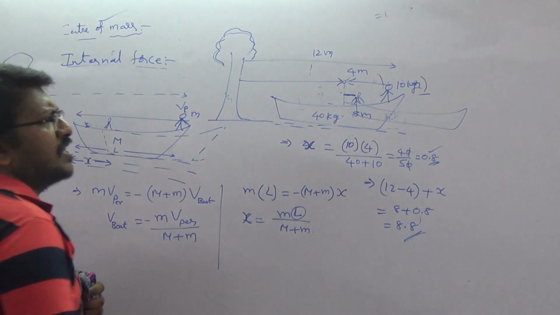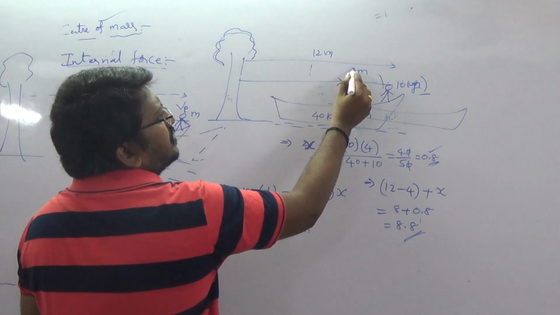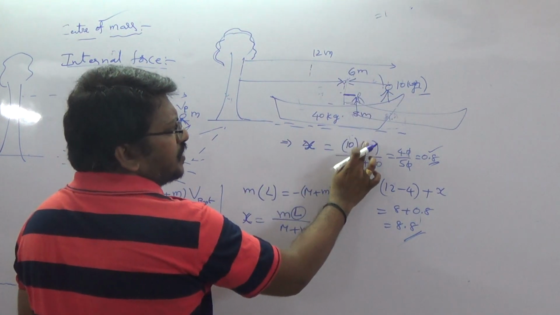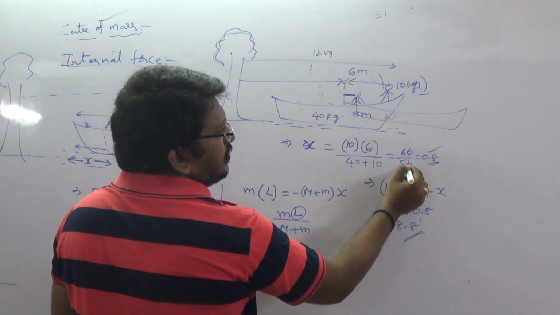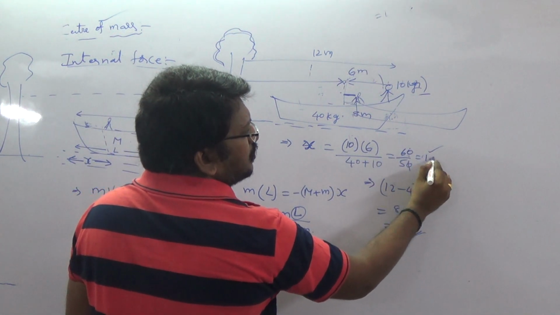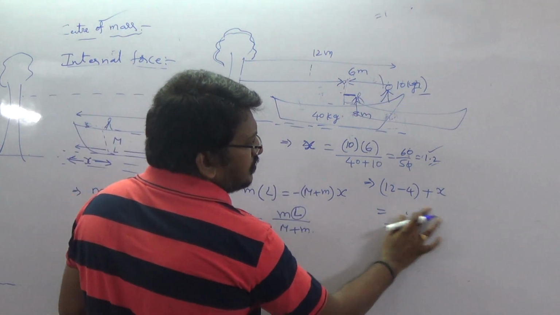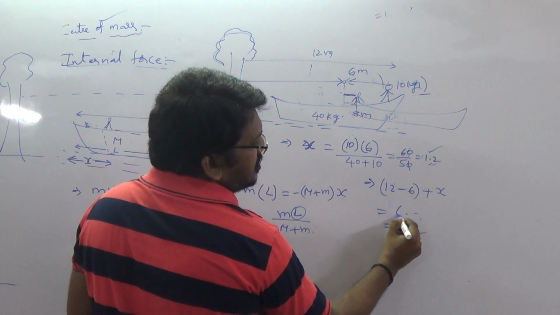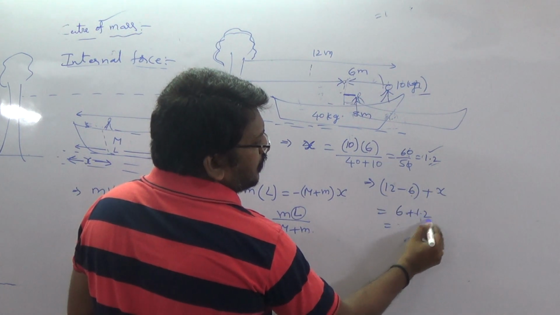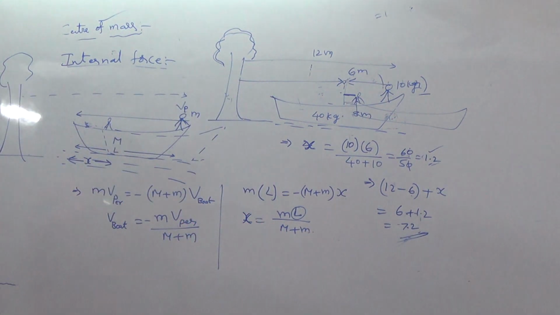For example, the boy walks from this end to this end by a distance of 6 meters. In that case, we get 60 by 50, so we get 1.2. What is the position of the boy? 6 meters, 12 minus 6 is 6, plus 1.2. Now he is at a distance from the shore of 7.2 meters.